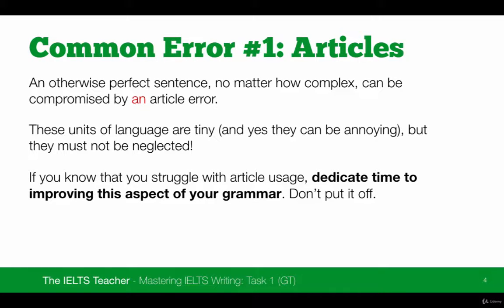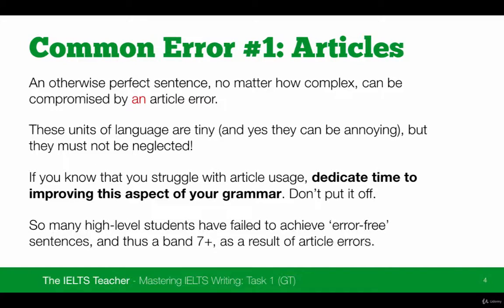If you know that you struggle with article usage, potentially because your language doesn't use articles, dedicate time to improving this aspect of your grammar. There is no magic fix. It really is a case of practice, practice, practice, and don't put it off. Start today. So many high-level students with beautiful grammar around lots of other grammatical constructions, lovely wide-ranging vocabulary, many of these students have failed to achieve error-free sentences, and thus they fail to achieve a Band 7 or above because of their article errors.